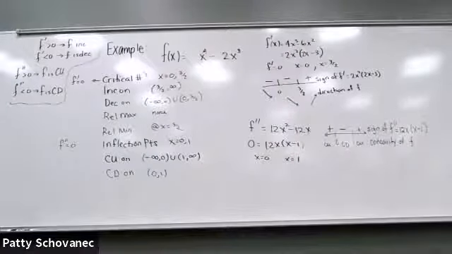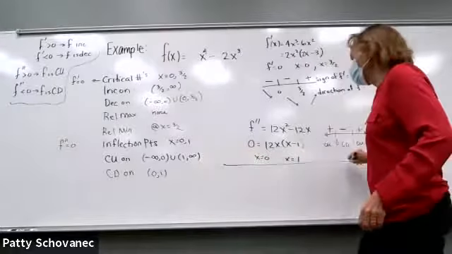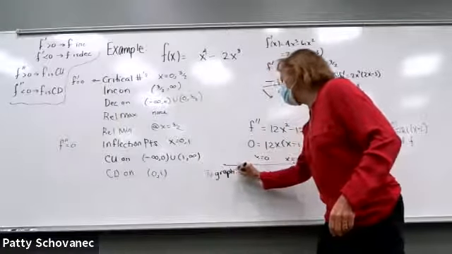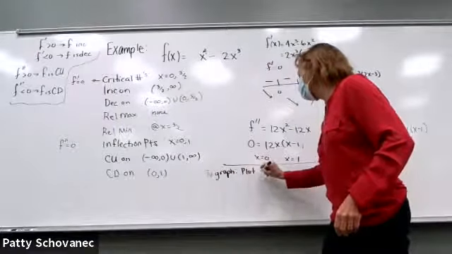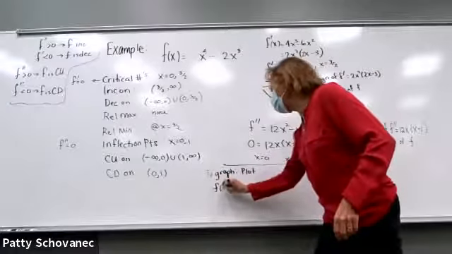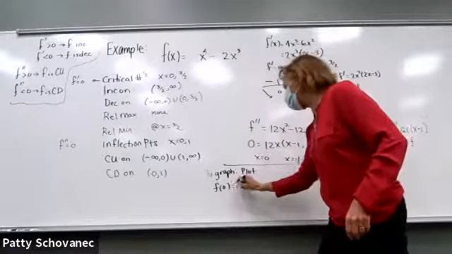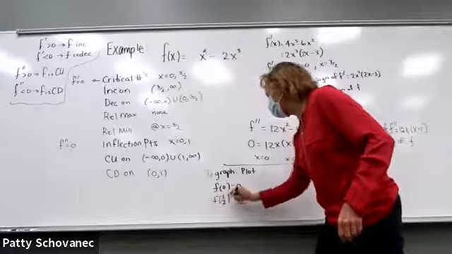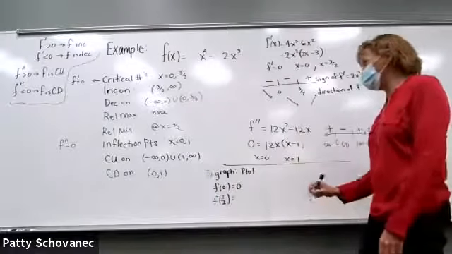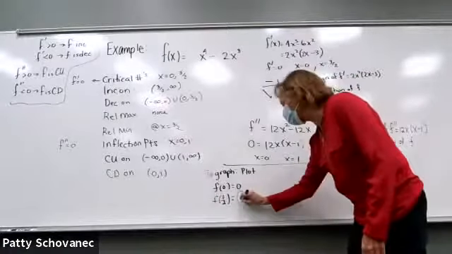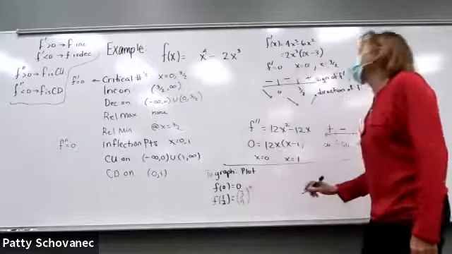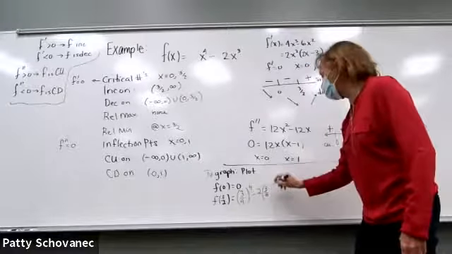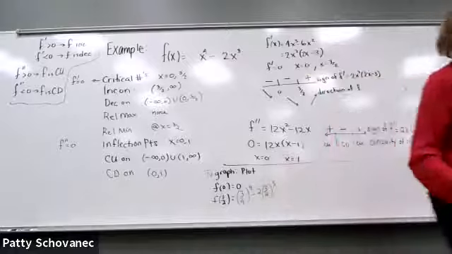So to get the graph, we need some points. We need f of 0. That's easy enough, that's 0. F of 3/2: 3/2 to the 4th power, I'll do that in my head, minus 2 times 3/2 cubed. Just change that to a half.